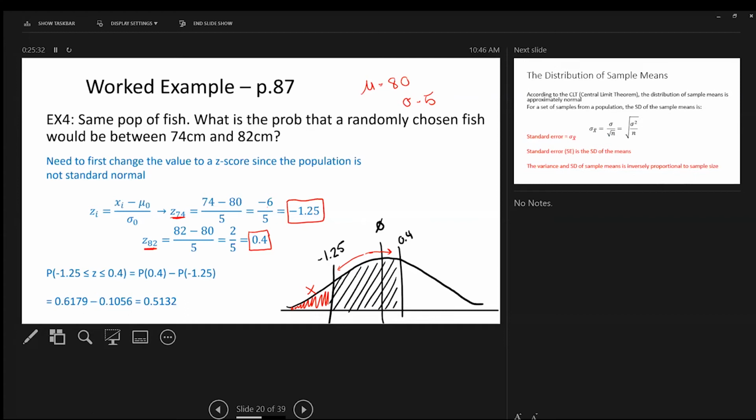And we find that the probability that a randomly chosen fish would be between 74 centimeters and 82 centimeters is 0.5132.